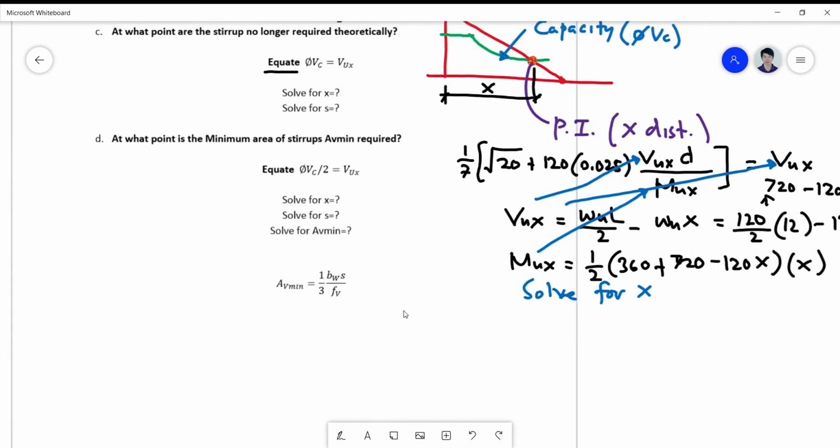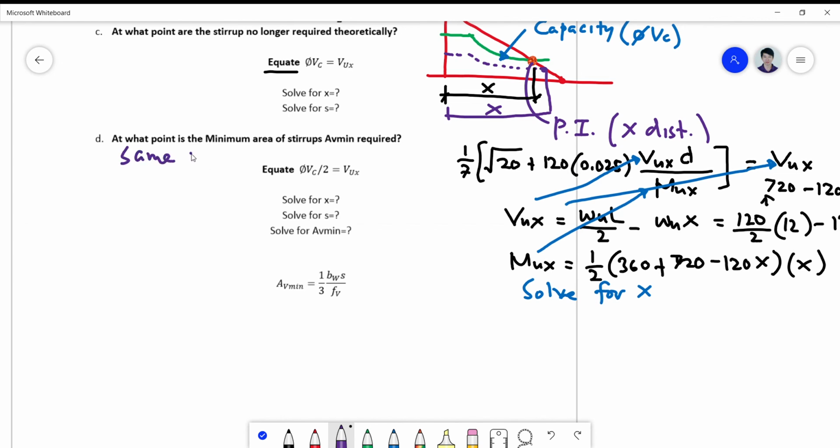Okay, for the letter D requirement, the only difference is that instead of equating phi VC and VUX, you're equating phi VC over 2 and VUX. So this is now your graph here, which will be 1/2. Okay, so that is your theoretical point or point of cutoff X. Okay, so it's the same procedure, but only this VC here is divided by 2. Same procedure as in letter C.